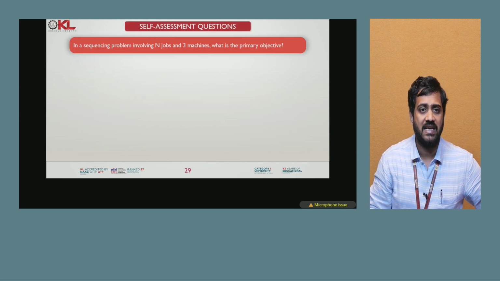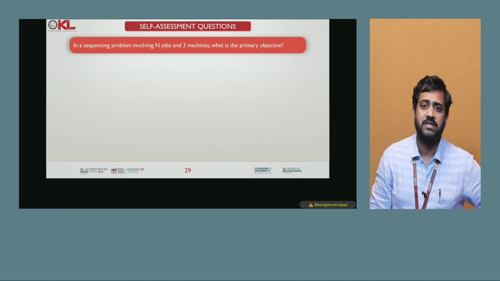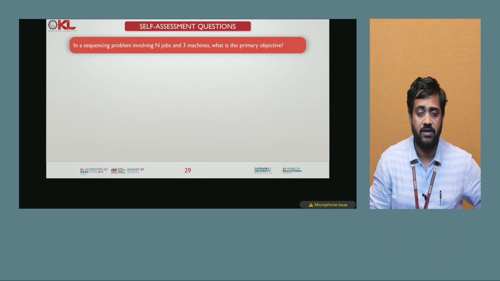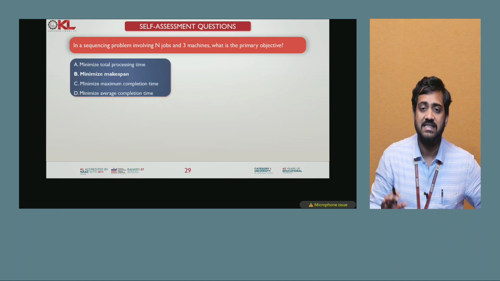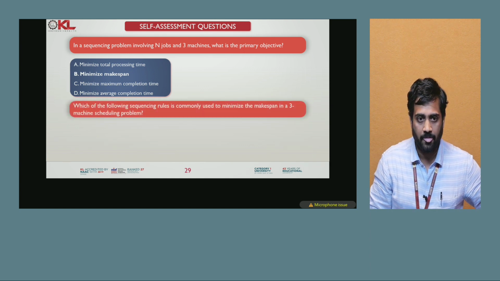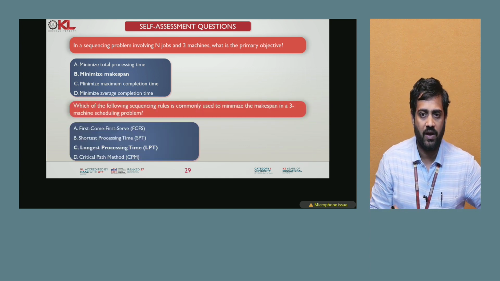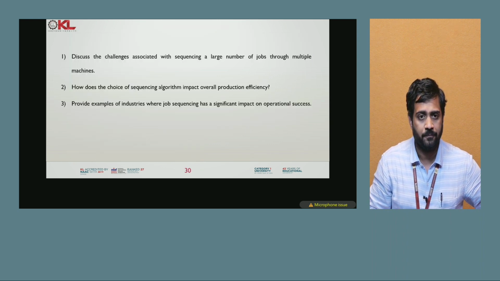You see, in a sequencing problem involving n jobs and 3 machines, what is the primary objective? The objective is always to minimize the makespan. Which of the following rules are we following to minimize the makespan? That is the longest processing time, LPT rule only.